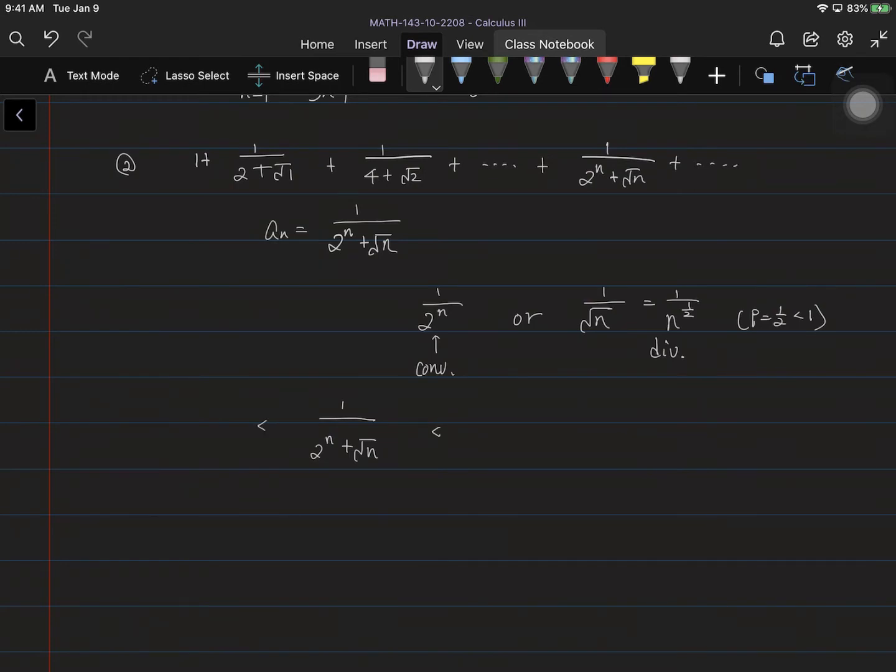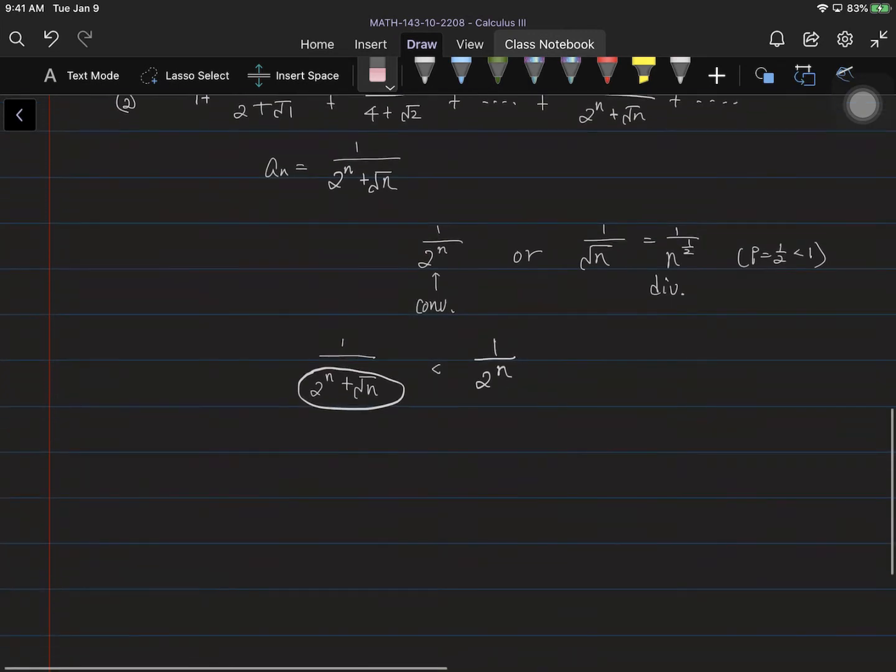And we know 2 to the n plus root n, the denominator is greater than something, so the whole thing has to be smaller than something. So smaller than the convergence, diverges, so we pick the convergence one, which is this thing. Okay, so we don't pick the greater than the divergence, because the denominator is greater than something, the whole thing has to be less than something. If less than, we pick the convergence. Can you understand why we pick 2 to the n, not the square root n?